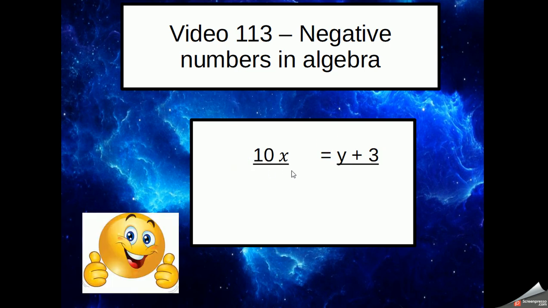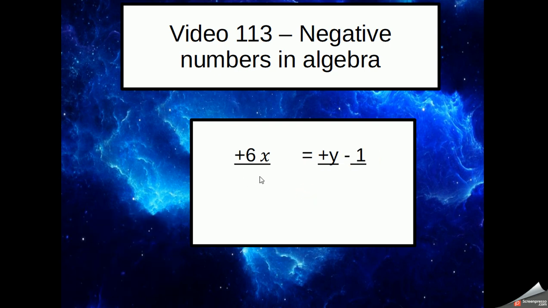Simplifying down then, we'll get 10x on the left side and y plus 3 on the right side. And that's as far as I'm going to go, although we could divide both sides by 10 to make x the subject. Here's another little example, and I want to make the number the subject. I want to see the value of the 1 in terms of x and y.